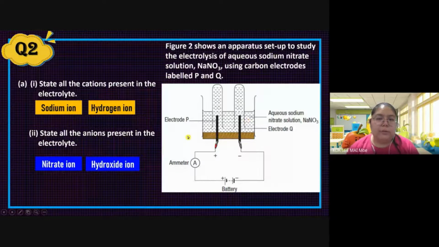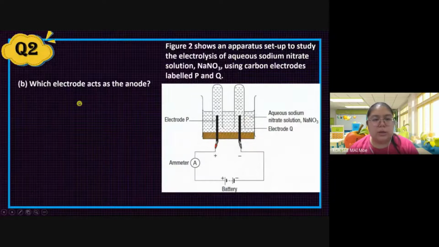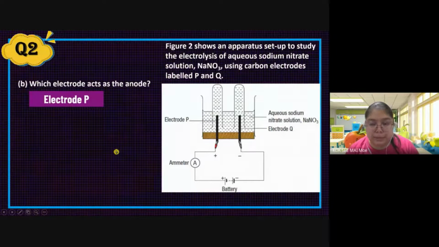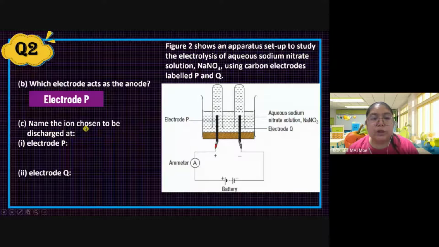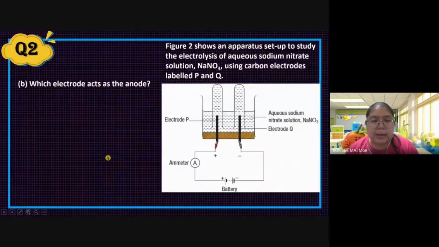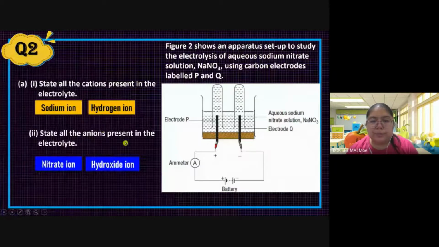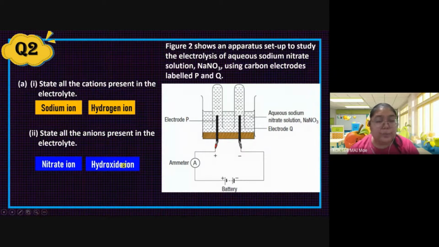Which electrode acts as an anode? P must be the anode. Name the ion chosen to be discharged at P. The anode is positive, so it attracts the negative ions. We have hydroxide and nitrate. Which one will be chosen to be discharged? Sure, it's hydroxide, because hydroxide is lower in the series.